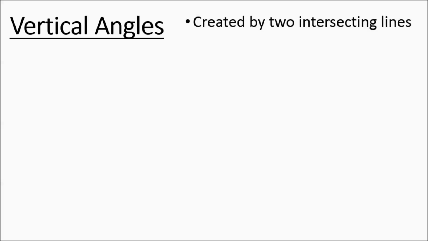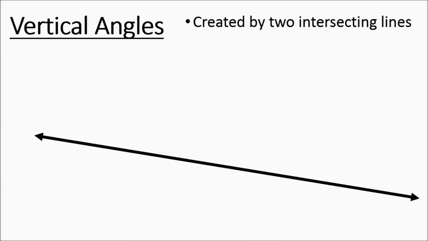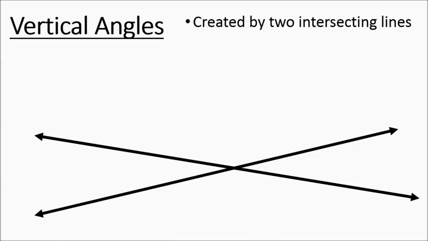Vertical angles. Vertical angles are created by two intersecting lines. So here's two intersecting lines, and here is their intersection point right here, which also serves as the vertex for each of these angles that are created. They're non-adjacent, so vertical angles are not neighbor angles. They're across from each other. These two red angles are vertical to each other. These two blue angle arcs represent these other vertical angles.